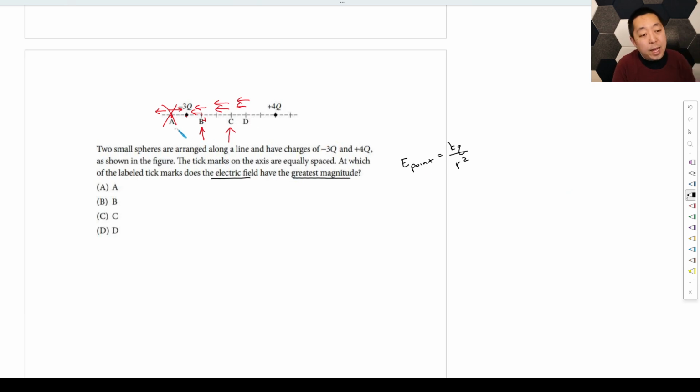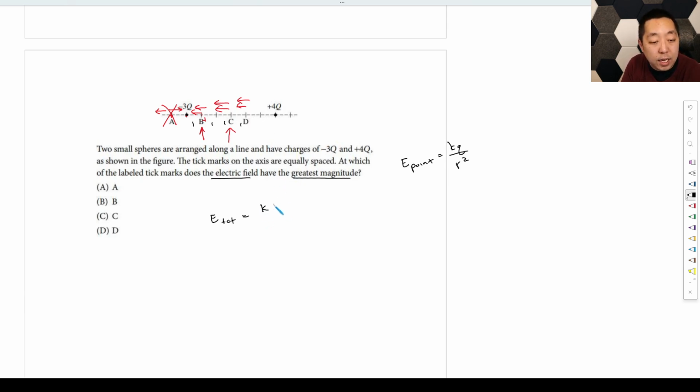Now, in order to add them up correctly, we need to think about the contribution of the electric field, and then numerically figure it out. And notice that each one of these marks is like 1, right? So for the total electric field, because B, C, and D are pointing in the same direction, we can just add them up, right?